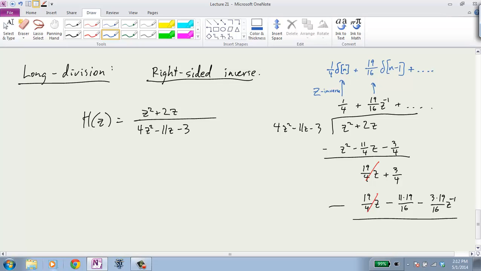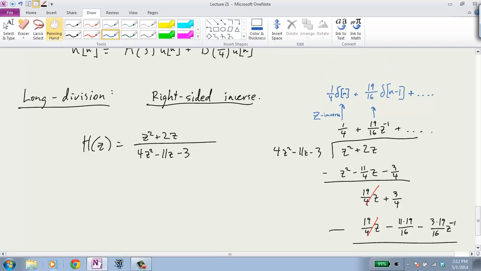So what I've done is I've found a way to do the inverse using long division where I get one sample at a time. It's very much like if I would have run the impulse through my block diagram. Same method, we'll get the same answer. So this long division doesn't give you a formula for the inverse, but it gives you one sample at a time of the inverse. Notice that I got the right-sided inverse.